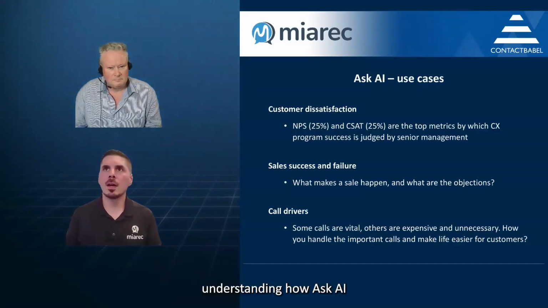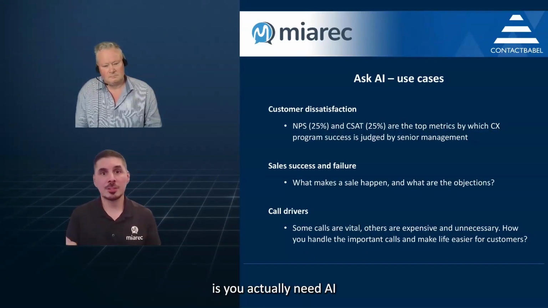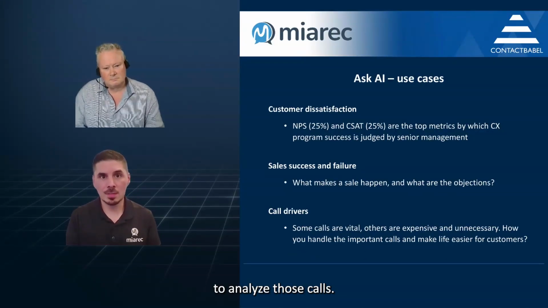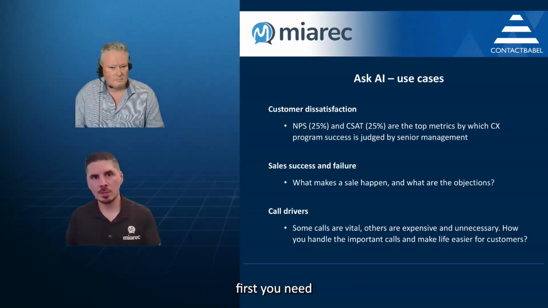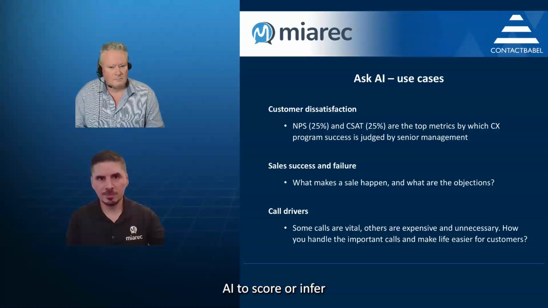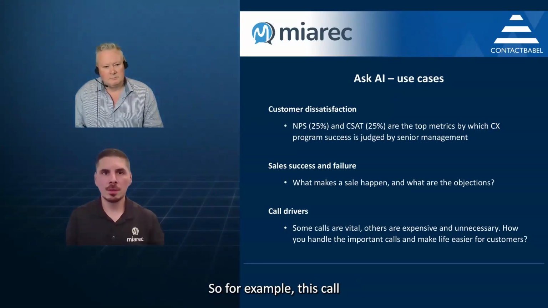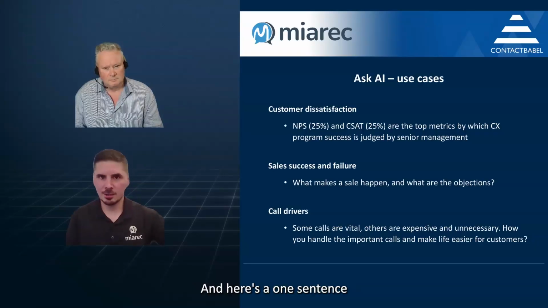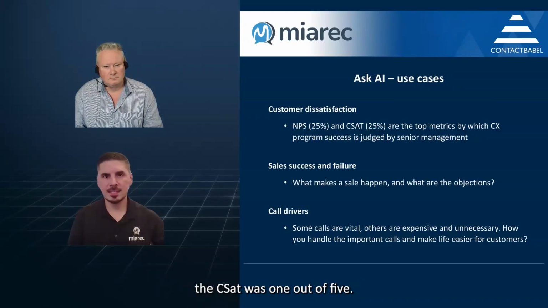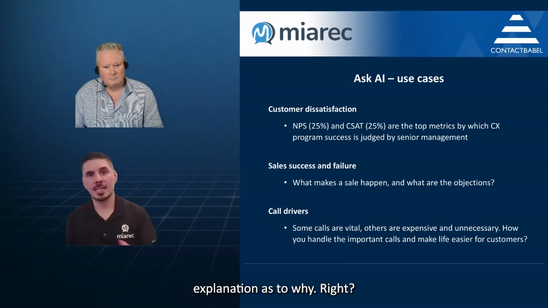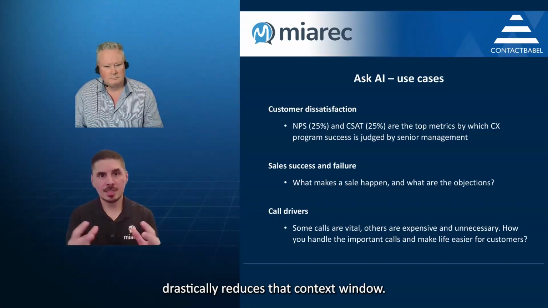So understanding how Ask AI works is really important, because what you need first is you actually need AI to analyze those calls. Say, for example, CSAT. In order for Ask AI to work, first you need AI to score or infer CSAT on every single call. So for example, this call, the CSAT was 3 out of 5, and here's a one-sentence explanation as to why. The AI can do that. On this call, the CSAT was 1 out of 5, and here's a one-sentence explanation as to why.